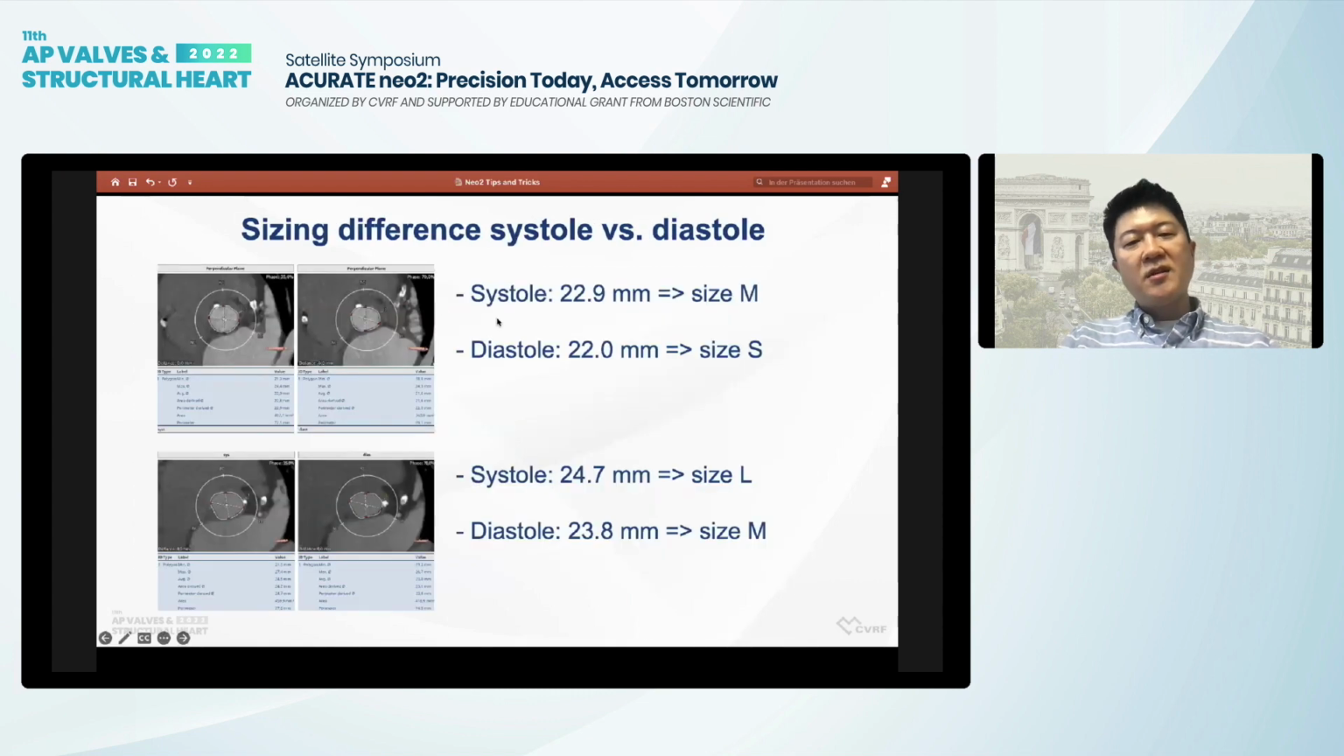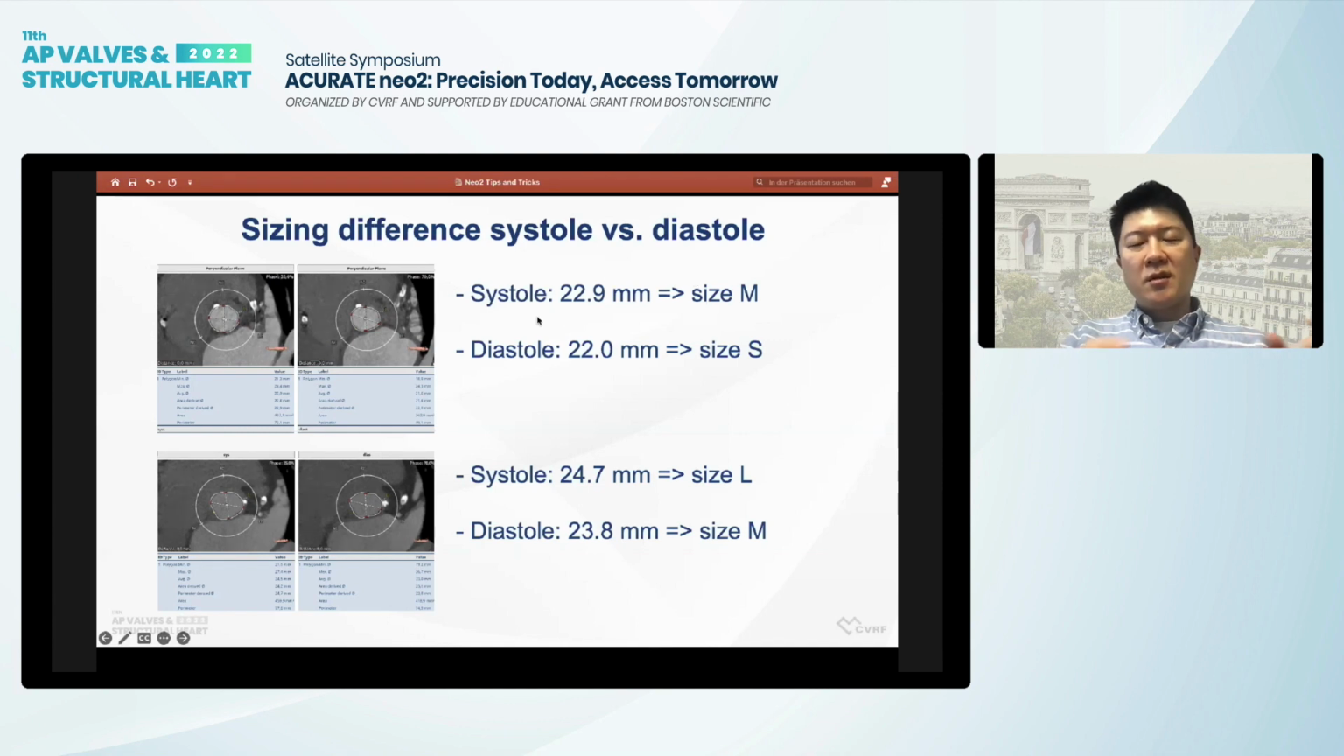You see here clinical examples that illustrate that the measurement between systole and diastole can lead to different size selection. Here we have 22.9 perimeter-derived, which would lead to size M, and only looking at the measurement in diastole, you would choose size S. So the problem is, if you have a center that only uses diastole, then you can assume that the risk of undersizing is increased.